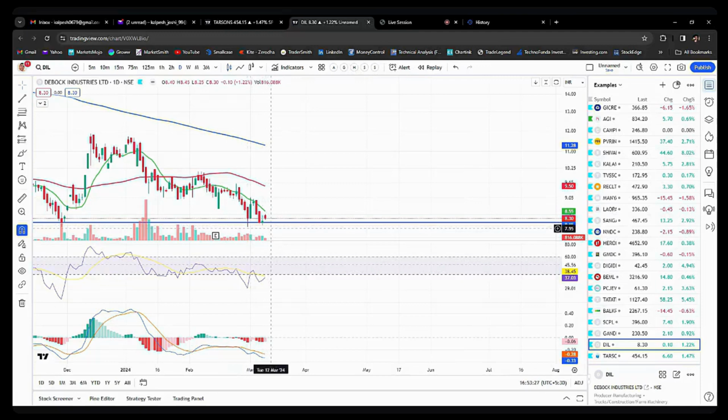This wick is okay, not an issue. You can have a trade with this. You can have a stop loss just below this. If it goes above 40, and probably you can have a first target at 50, second target at 200, or maybe the previous single.